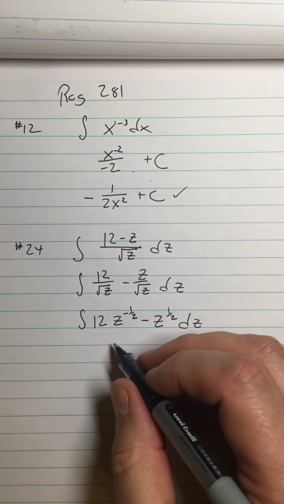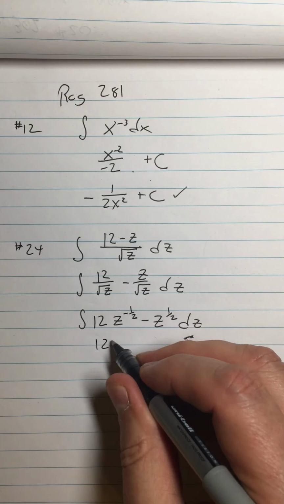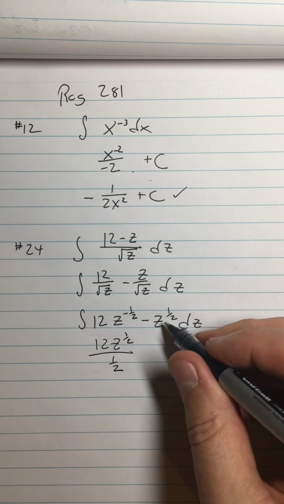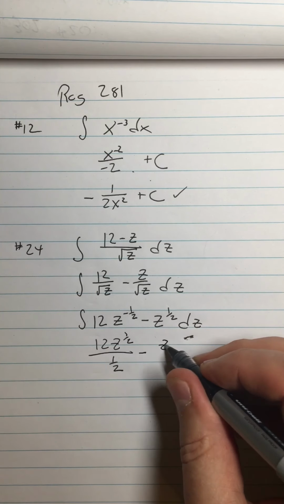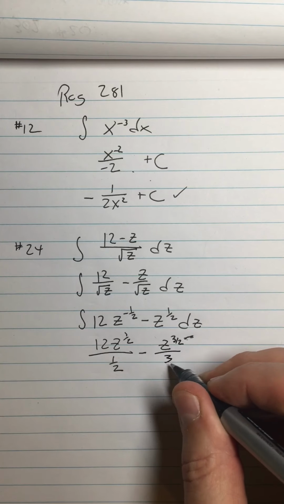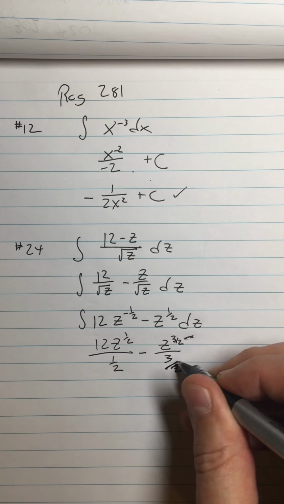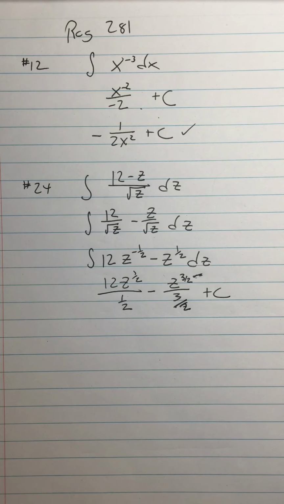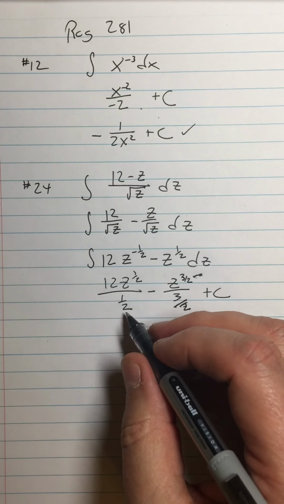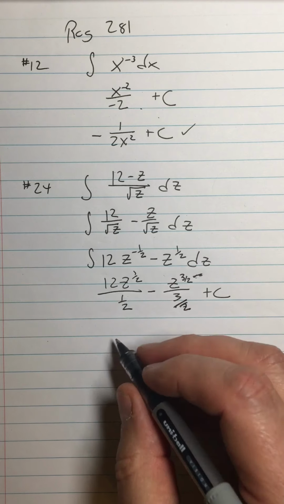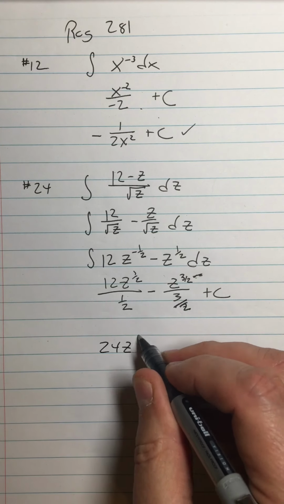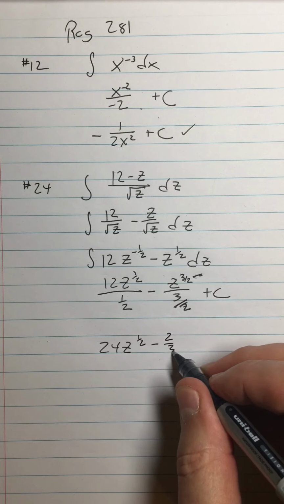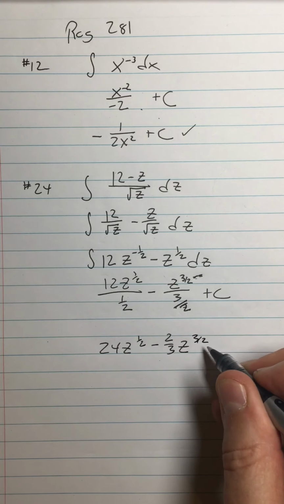Now I do my antiderivative, raise the exponent by 1, we get 1/2. Divide by the new exponent. Raise the exponent by 1, we get z to the 3/2 power, divide by the new exponent. Put the plus c because it's an indefinite integral. All indefinite integrals get plus c. Maybe we'll rewrite this nicely. This is the same as 2 times 12, so that would be 24 z to the 1/2, minus 2/3 z to the 3/2 plus c.